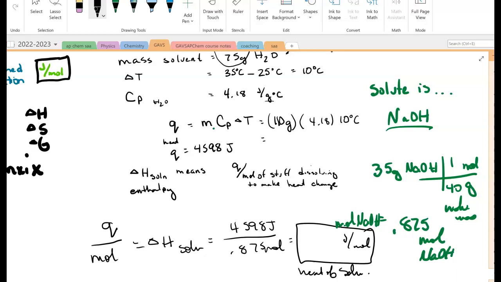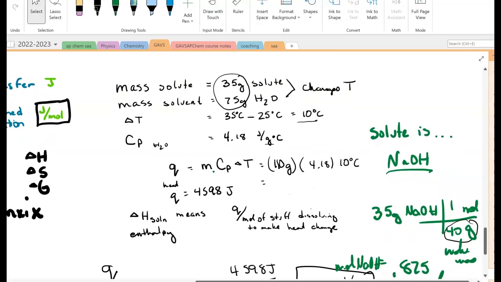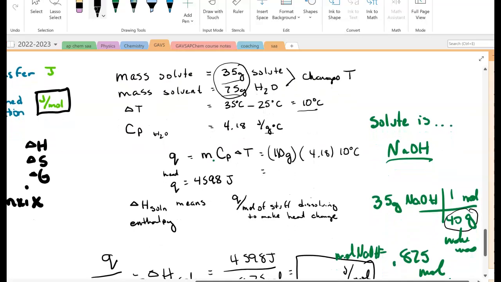And I know that's not the answer you're going to get for sodium hydroxide because I just made the problem up. But it's still how you solve the problem. And it's still 40 grams. But this is not the data, the 10 degree temperature change and the 35 and 75. Those are not the numbers you're going to get from your lab.